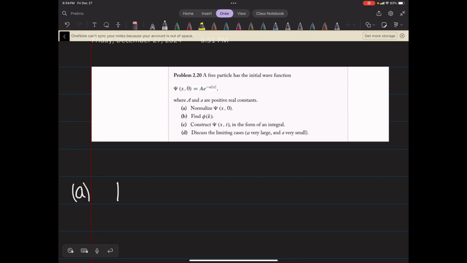To normalize, we're just going to do the integral of the modulus squared of our wave function. In this case, it'll be A squared times the integral of e to the minus 2a absolute value of x, dx, equal to 1. That's just how we normalize our wave function.